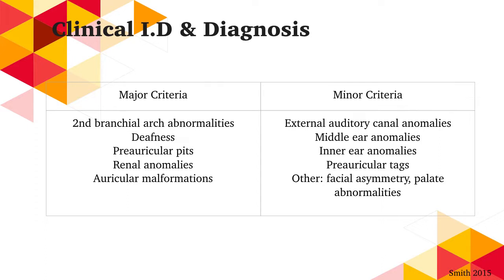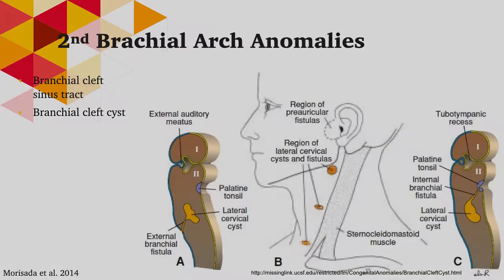So we're going to go into a couple of the big common characteristics of BOR. So like we said, it's problems with the branchial arches, problems with the ears, and problems with kidneys. So we're going to go into those a little bit more in depth. So specifically, it's the second branchial arch that is affected during this genetic mutation.